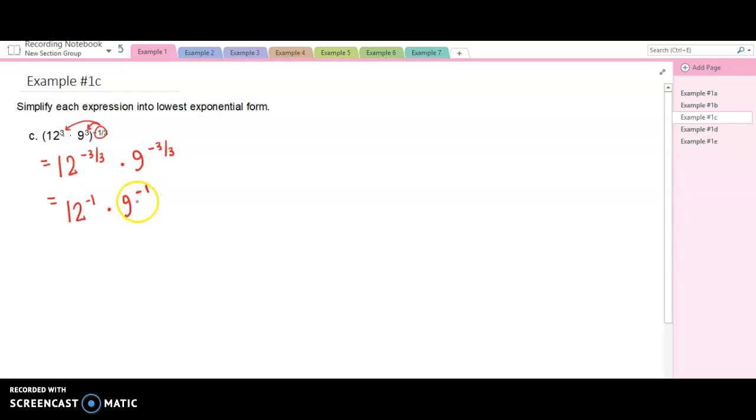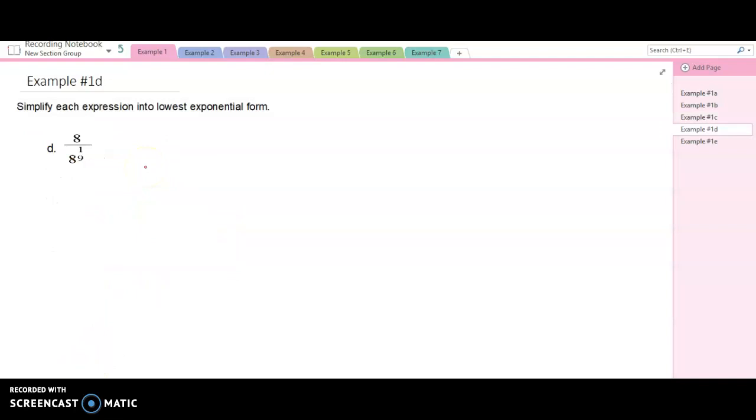And remember, anytime you have a negative power, we can move that to the bottom and the negative goes away. So this would be 1 over 12 times 9, which is 1 over 108, and this would be our final answer.